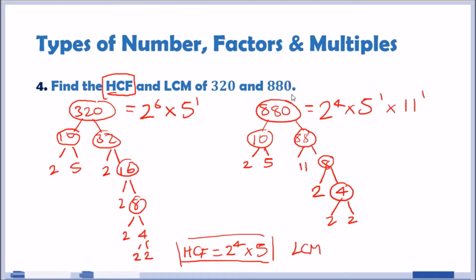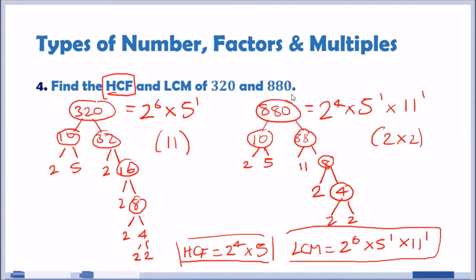Now for the lowest common multiple, we just see what's missing in both. To make them both identical, the left hand side would require an additional 11, and this side would require an additional set of 2s, so two 2s, to make them pretty much identical. Hence we could say that the lowest common multiple would be 2 to the power 6 times 5 to the power 1 times 11 to the power 1. And that's it, folks. That pretty much covers the LCM and the HCF. Let's move on to the next part.